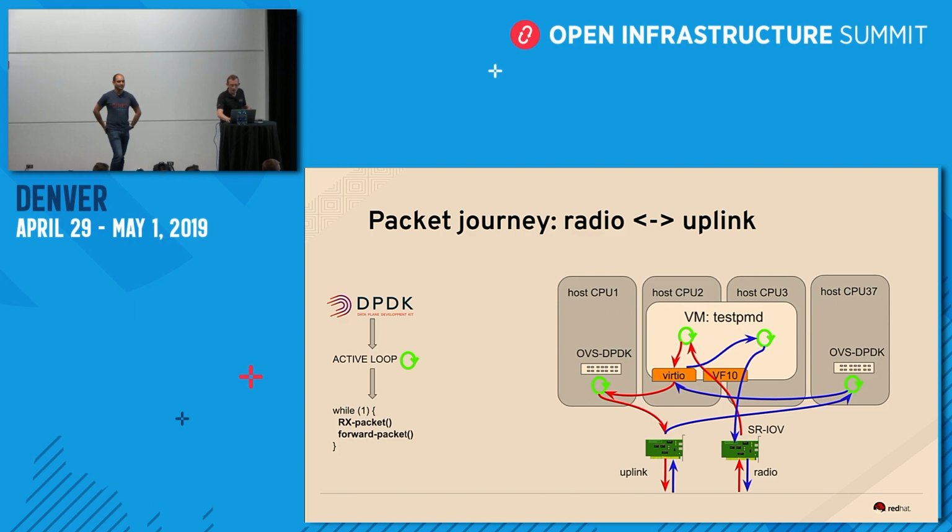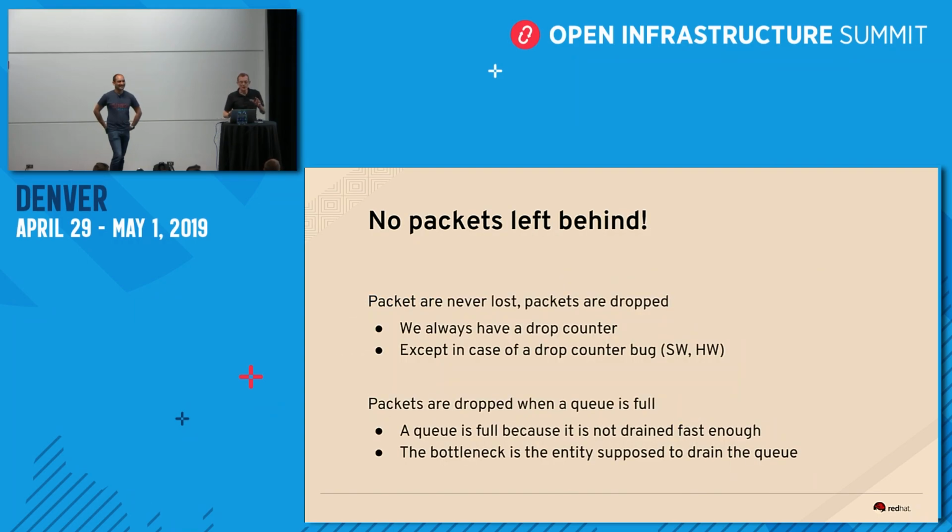So now, packets. I hear sometimes that packets are lost. Packets are never lost. They are dropped. And if they are dropped, you have a drop counter, except if you have a drop counter bug. And if this is the case, this is bad. So assuming we don't have a drop counter issue, what you are going to troubleshoot is, okay, where is my drop plus plus? This is where Grafana and collectd are very handy.